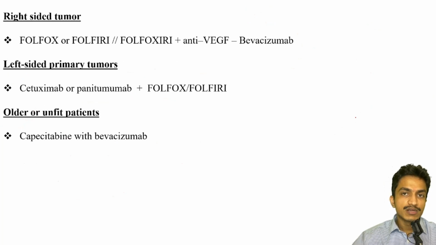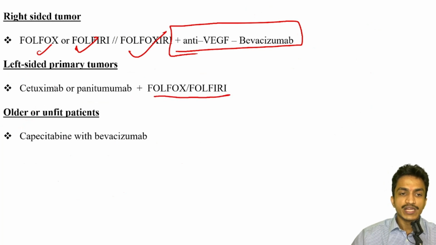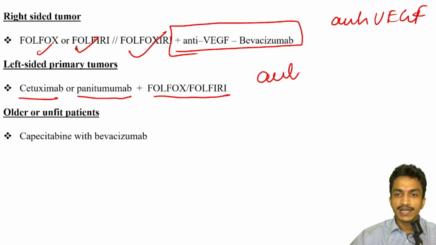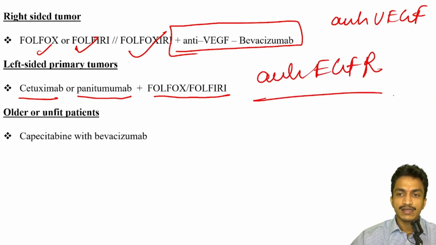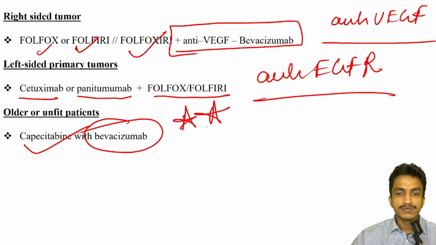For right-sided tumor that is metastatic, we either give FOLFOX or FOLFIRI, or we give FOLFOXIRI with bevacizumab, that is anti-vascular endothelial growth factor antibody. For left-sided, with FOLFOX or FOLFIRI, we give anti-EGFR antibodies, that is cetuximab or panitumumab. So right-sided, we give anti-VEGF. For left-sided, we give anti-EGFR antibodies. And for older or unfit patients, we give capecitabine with bevacizumab. So this is important to remember.